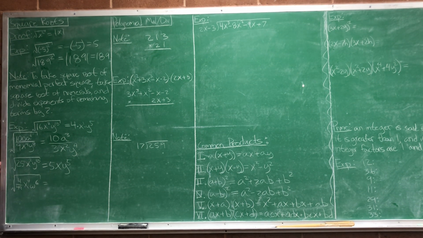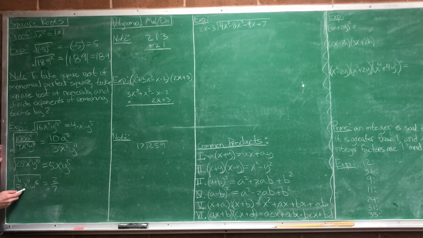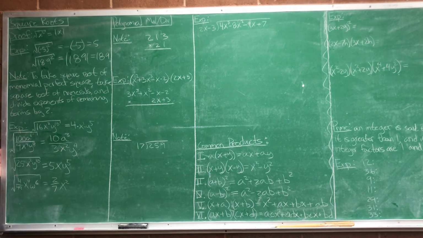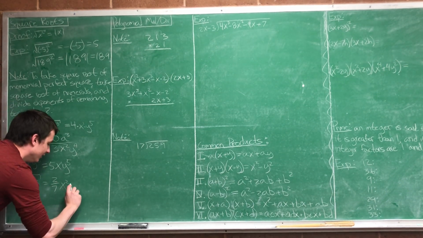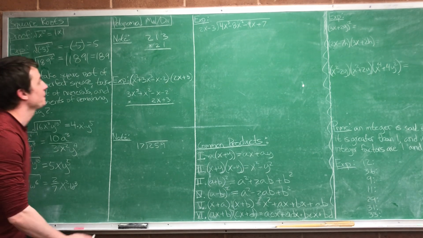I can't read that first one. That's 4 over 49. 2 over 7. 2 over 7. Why do you sit on the back row if you can't see? That's a good question. X to the 2 times w to the 3. Good. Make sense to everyone? Nothing weird going on? Cool.